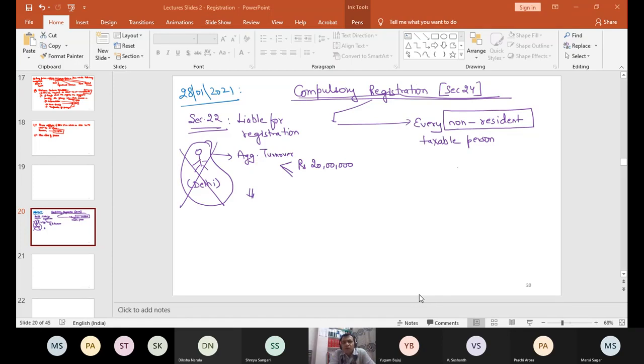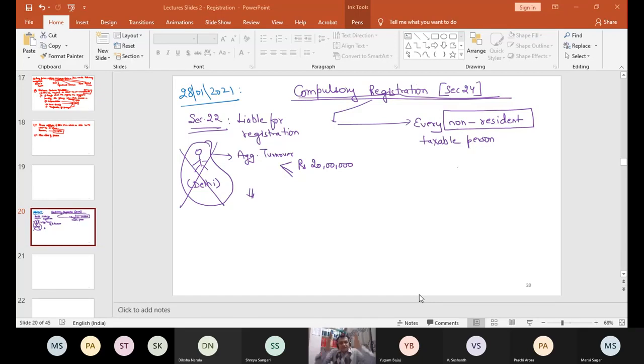Sections 22 and 24 tell me in which cases I need to take registration. But in section 23, there are cases when registration is not required. So if I only read section 24, then it is incomplete knowledge. Maybe within section 24, when the act says these persons are compulsorily liable, some exemption has been given to those persons through a notification. All exemptions from registration are given in section 23 only. I hope the point is clear.